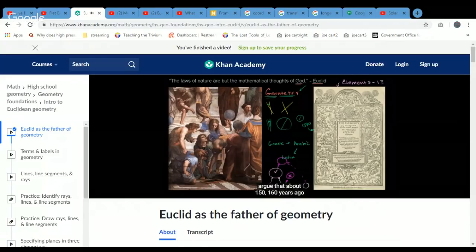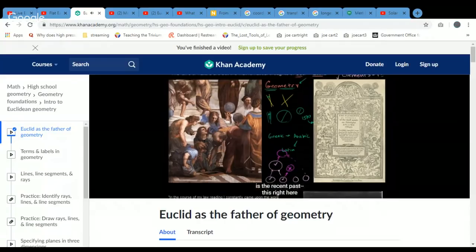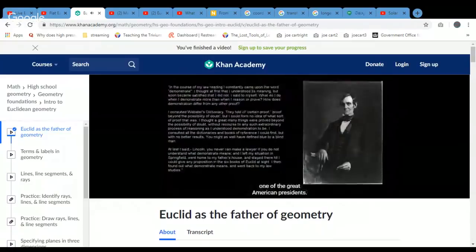And to show that this is relevant into the fairly recent past, although some would argue whether about 150, 160 years ago is the recent past, this right here is a direct quote from Abraham Lincoln, obviously one of the great American presidents. I like this picture of Abraham Lincoln. This is actually a photograph of Lincoln in his late 30s. But he was a huge fan of Euclid's Elements.